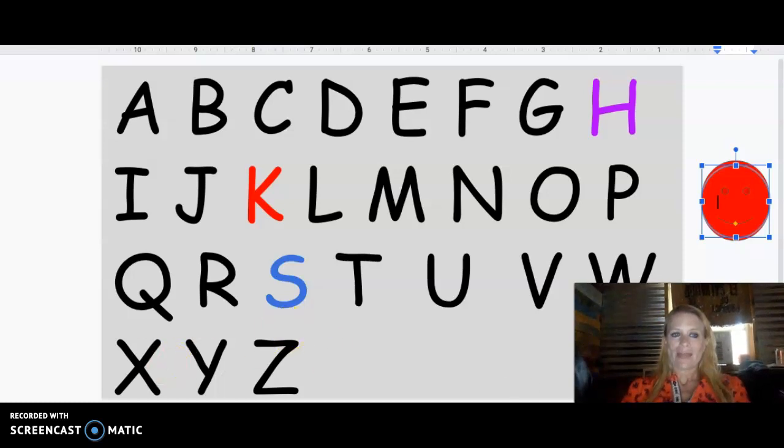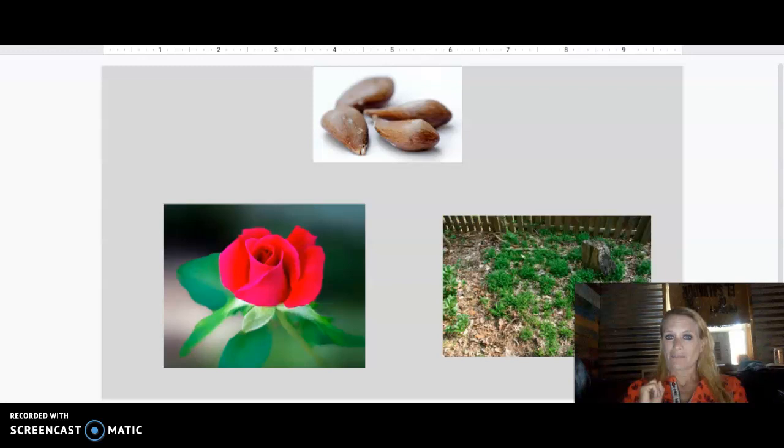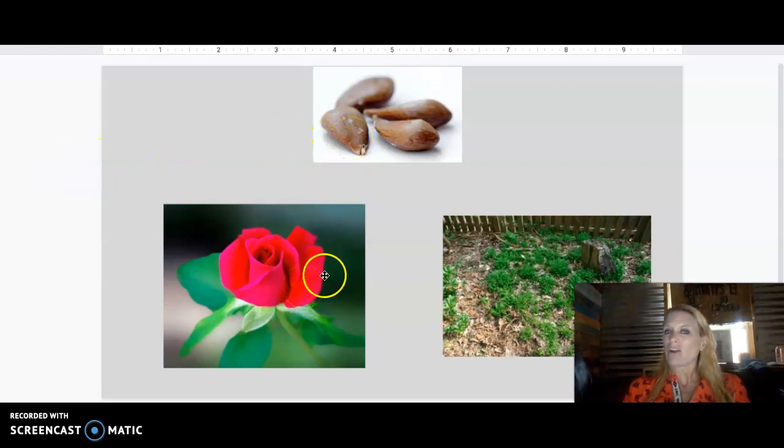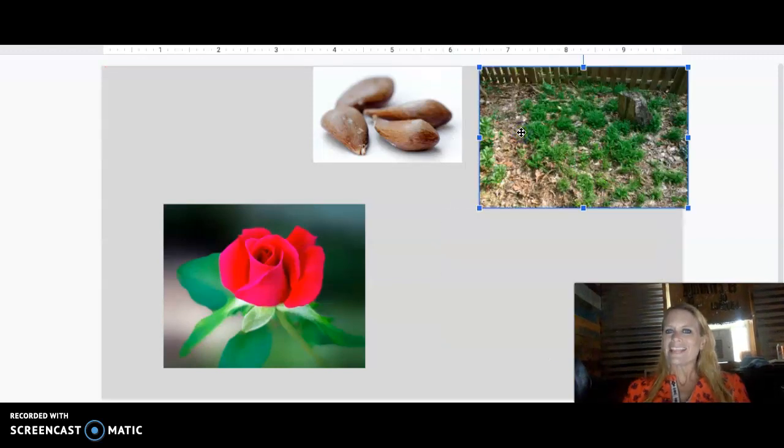Today, I'm going to say some words, and I want you to tell me which one rhymes. So I have 2 pictures here. I want you to find the rhyming word. What word rhymes with seed? Is it flower or weed? Weed and seed are rhyming words.